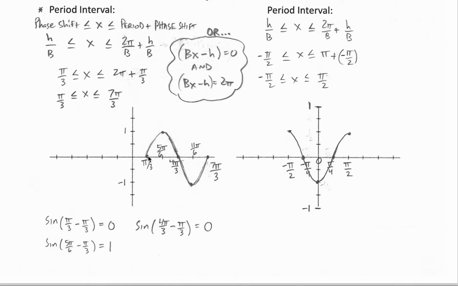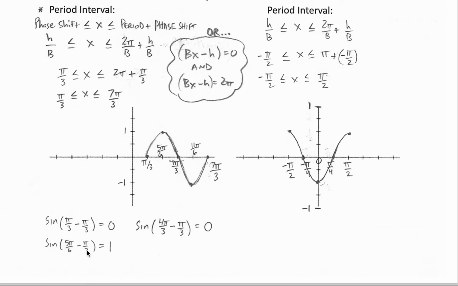We were evaluating pi over 3 as our starting point. That's why I did it down here. So if I plug in pi over 3 minus pi over 3, I get 0. The sine of 0 on our unit circle is 0. So we know that pi over 3 starts at 0. Sine of 5/6 pi minus pi over 3, again plugging this input into my x spot.